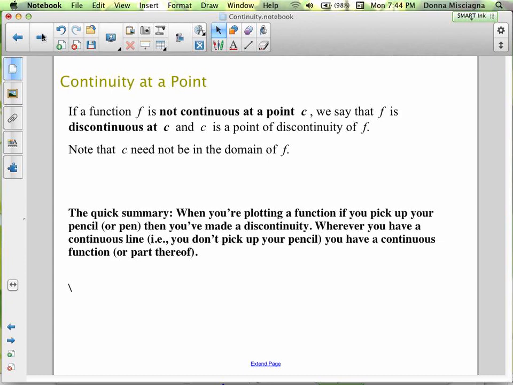Or at an interior point, right? If we have a hole in the graph. If a function f is not continuous at a point c, we say that f is discontinuous at c, and c is a point of discontinuity of f. Note that c need not be in the domain of f.